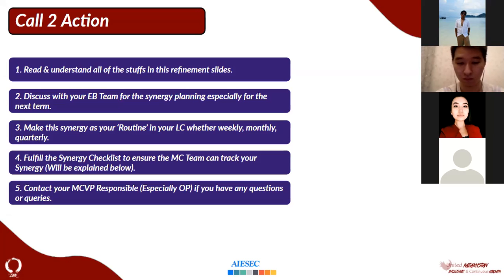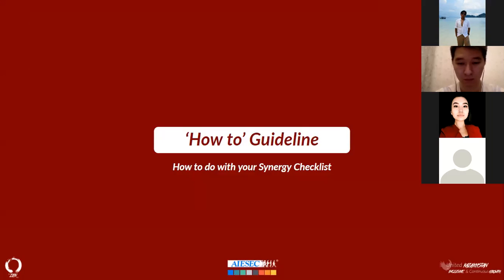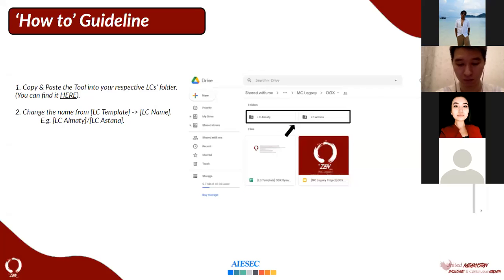Thirdly, make this synergy your routine in your LC, whether weekly, monthly, or quarterly. Fourthly, fulfill the synergy checklist to ensure the MC team can track your synergy, as will be explained below. And then contact your LCVP responsible if you have any questions or queries. So for the how-to guideline, this is the call to action for the synergy checklist. Later on you can click here, copy and paste the tool into your respective LC folder. Second, change the name from LC template to your LC name. If you can see here, it's still LC template, so you need to rename it, for example LC Almaty or LC Astana.